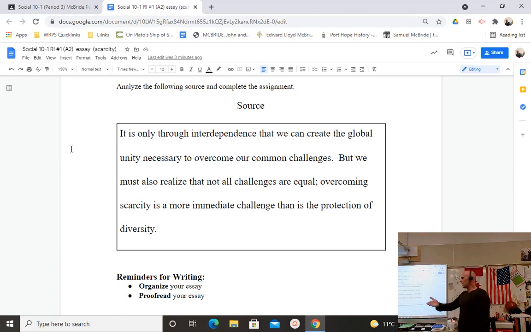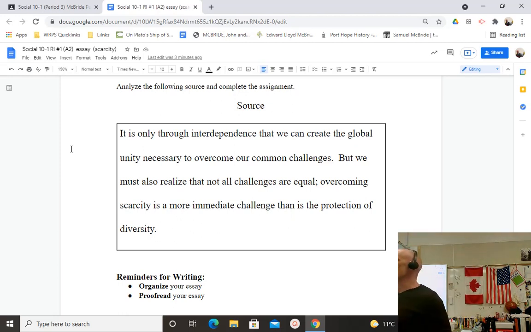Common challenges like overcoming scarcity, common challenges like protection of diversity. But both overcoming scarcity and protection of diversity, both of those fit underneath this problem of common challenges. So as we move forward in this course, we need you to look for common challenges. Every day I want you to be thinking, did we come across a new common challenge today that I can fit into my essay?